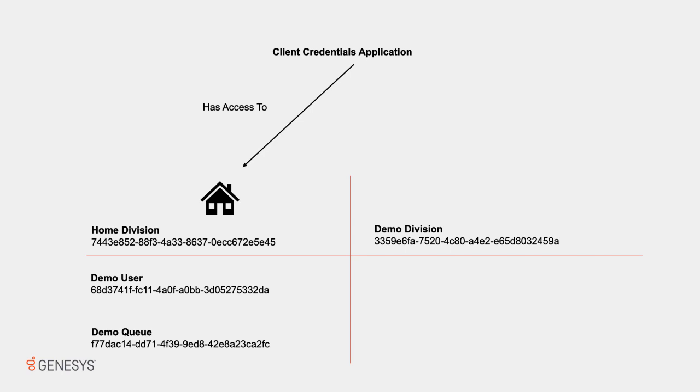There's a second division called the demo division. So currently, the demo user and demo queue are part of the home division. It should be noted that while we're talking about a client credentials app here, everything in this video will also apply to a regular application if the user only has access to view things in a specific division.